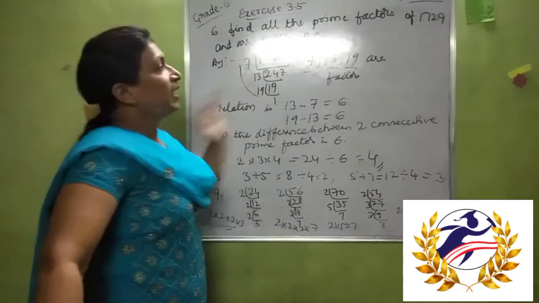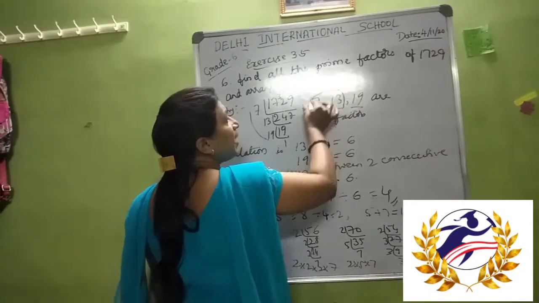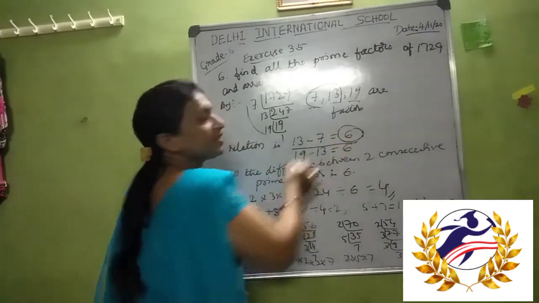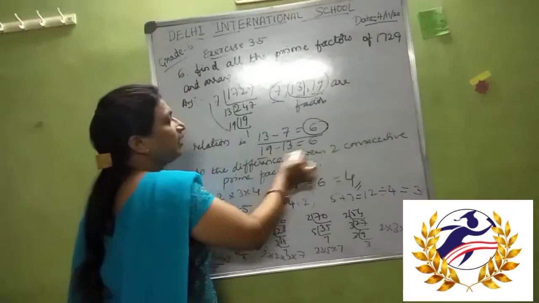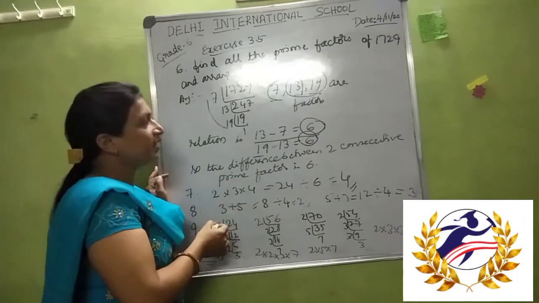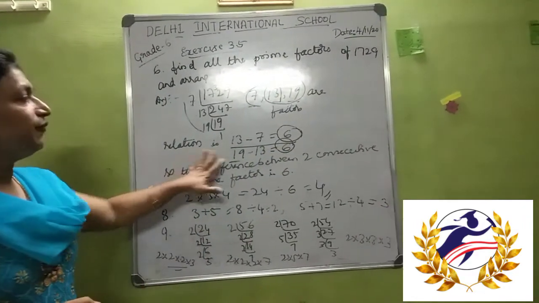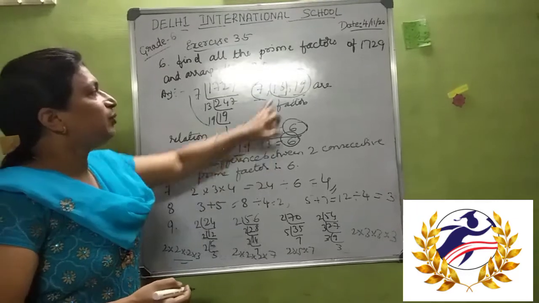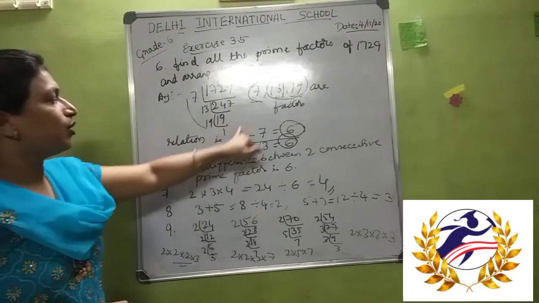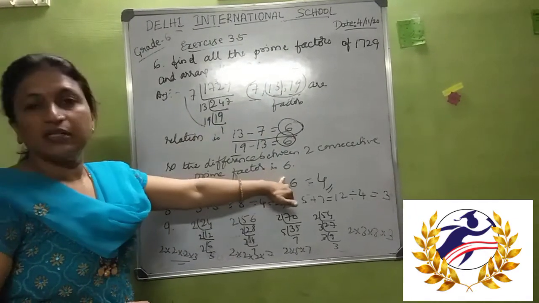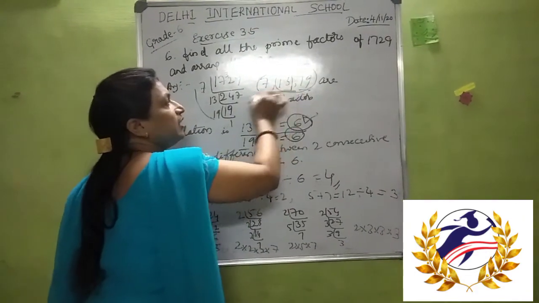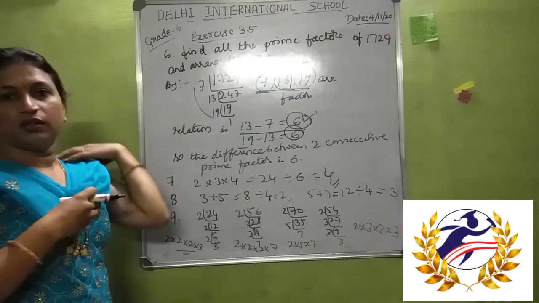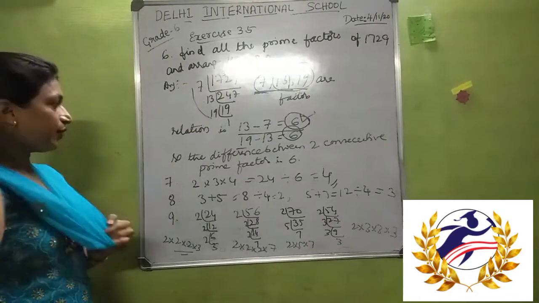So the relation is, when I do 13 minus 7, I got 6 as an answer. Again when I do 19 minus 13, I got 6 as an answer. Isn't it? So the difference between two consecutive numbers will be 6. So that is the relation between these prime factors. So this is the answer for the 6th one.